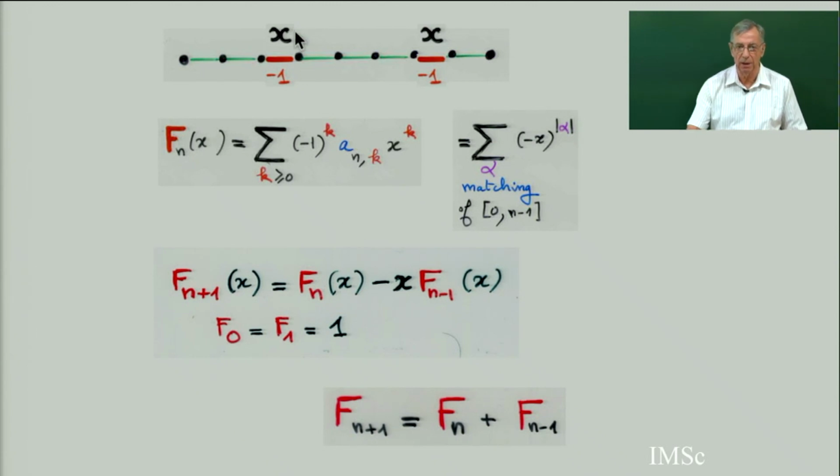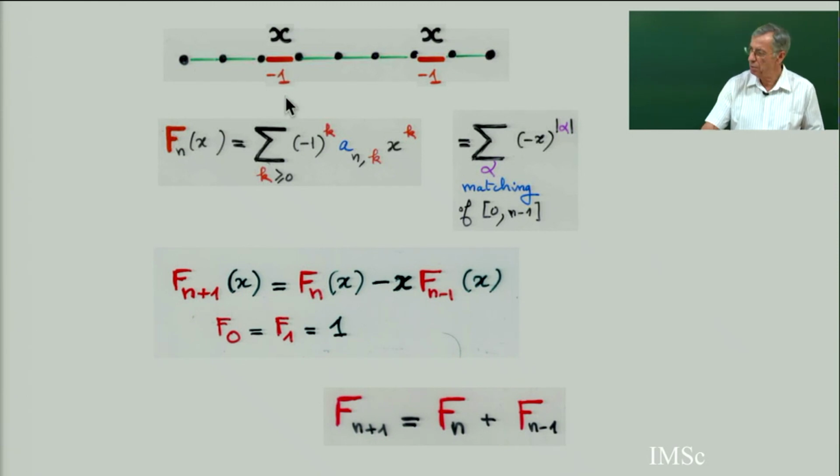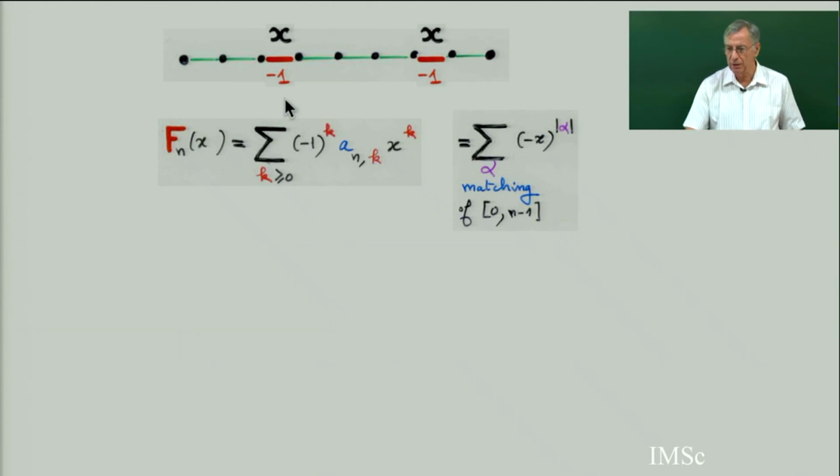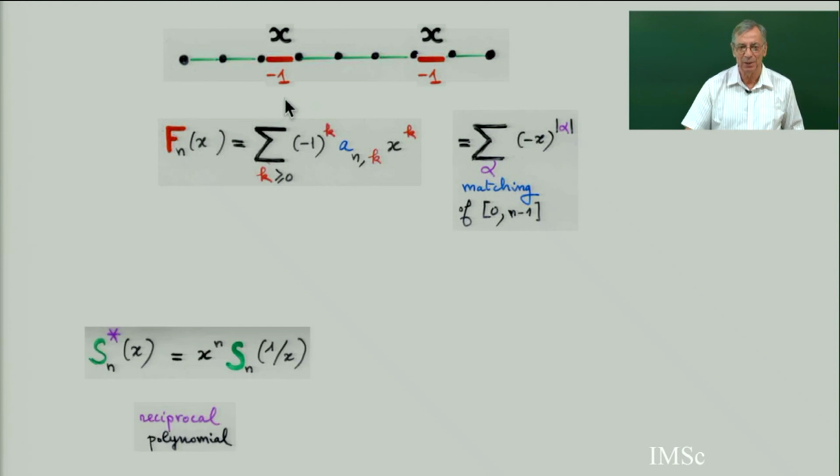If you replace x by minus 1, then this will be weight 1, and Fn of 1 is the sum of all the absolute values of the coefficients, which is the Fibonacci number. So it is the Fibonacci. And then what is the relationship with the segment Sn of x, which was the matching polynomial of the segment, which was the Chebyshev second kind.